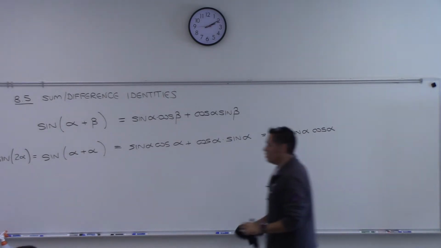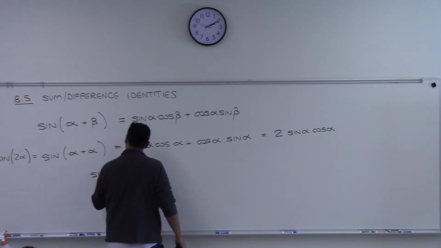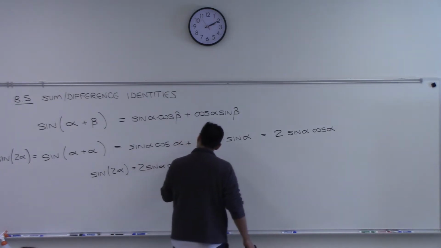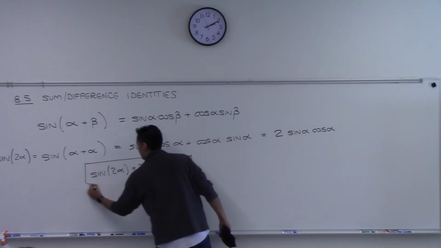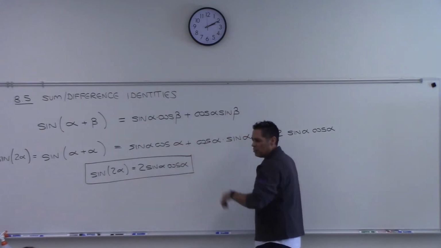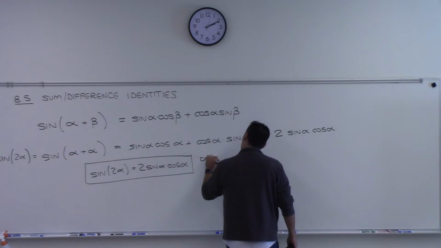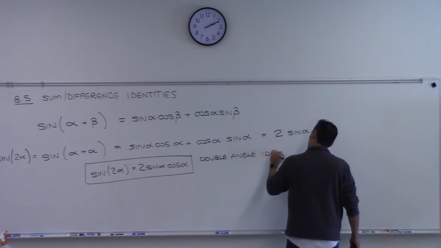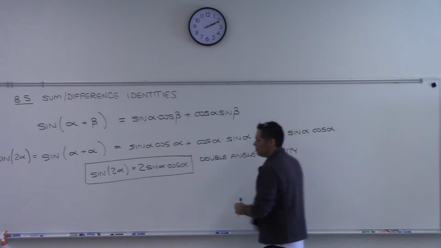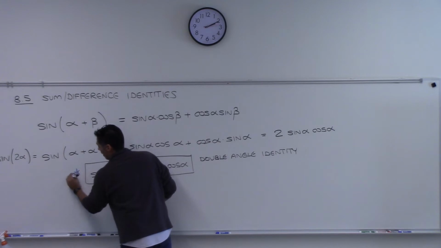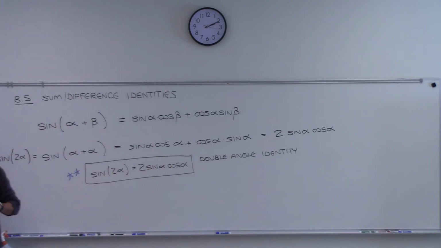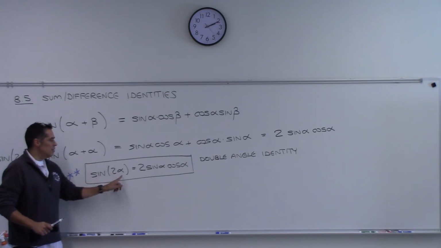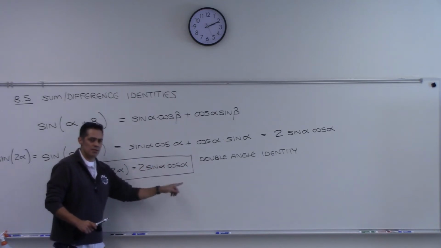And this is a new formula. I'm going to write it down. Sine of 2 alpha is equal to 2 sine alpha cosine alpha. Later on in the book they will talk about this. This is called the double angle identity. And this is used a lot in Cal 1 and Cal 2. We use this double angle identity a lot. So sine of twice an angle is twice sine of the angle times cosine of the angle.